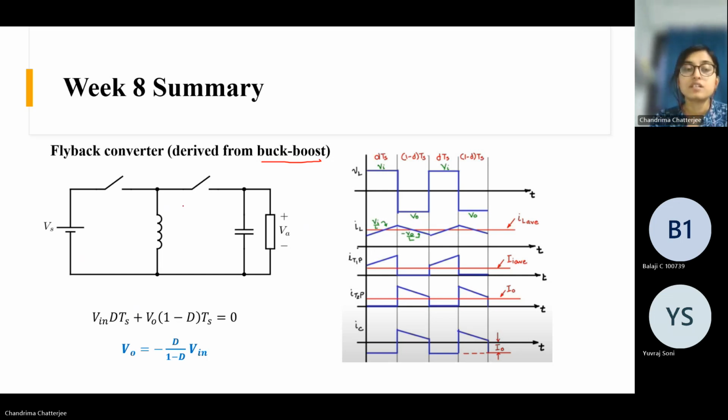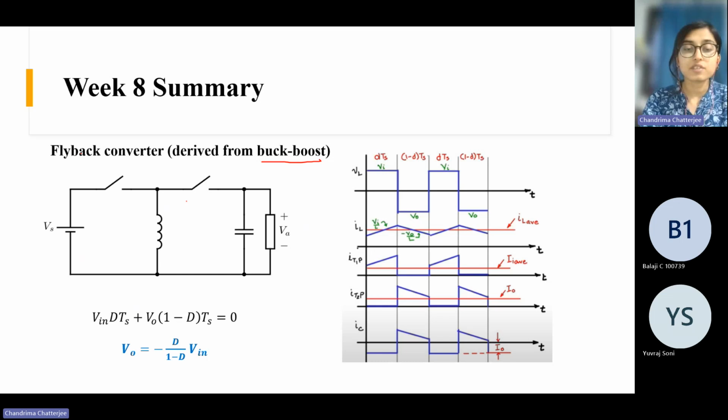Like the forward converter is derived from the buck converter, this converter is derived from the buck boost converter. Its working principle is very similar to buck boost. For buck boost, what happens? I have shown the buck boost converter configuration here. So there will be two devices. Last class I told you that just by changing the inductor position, we can get a buck converter or boost converter or buck boost converter, right?